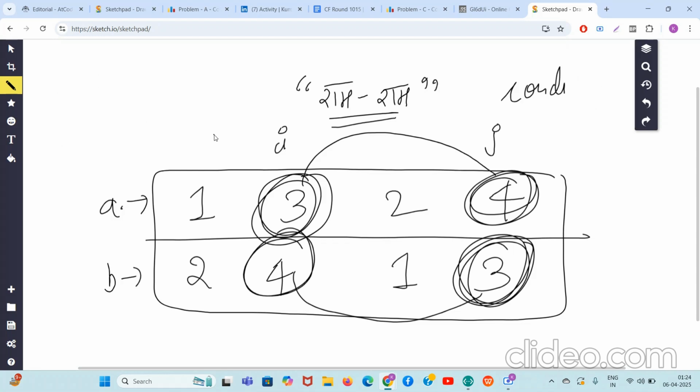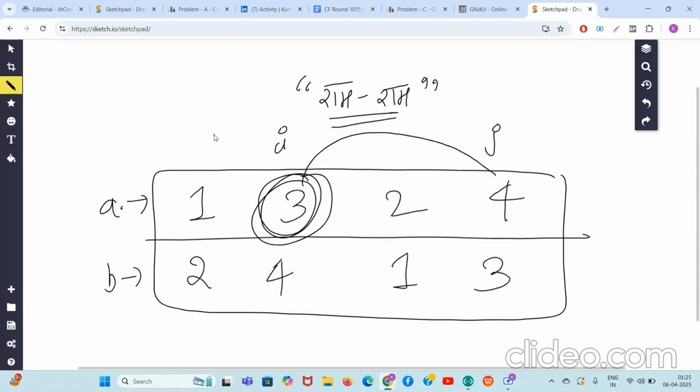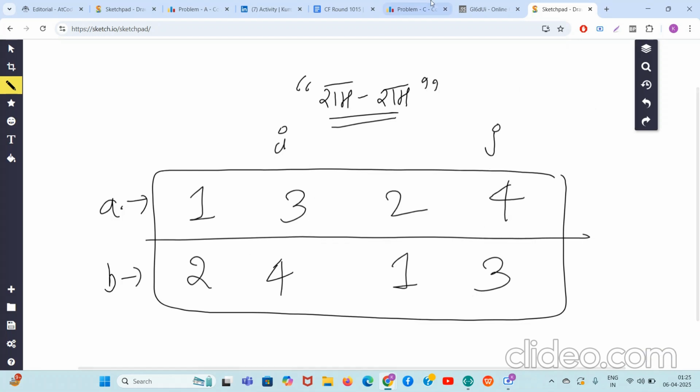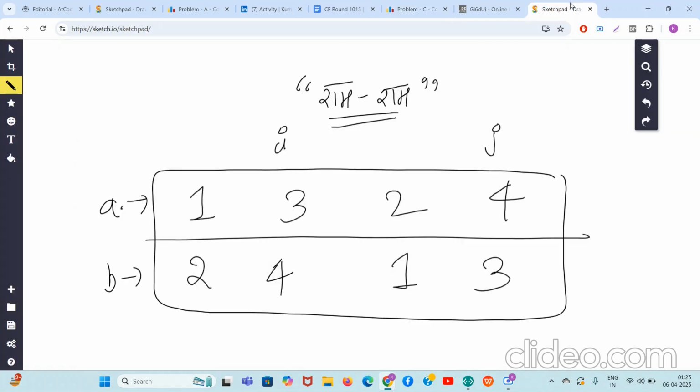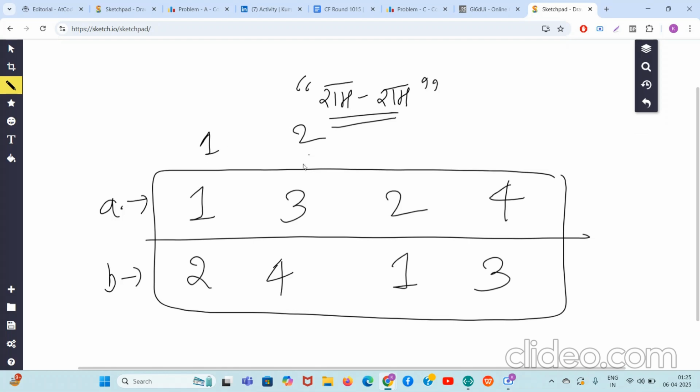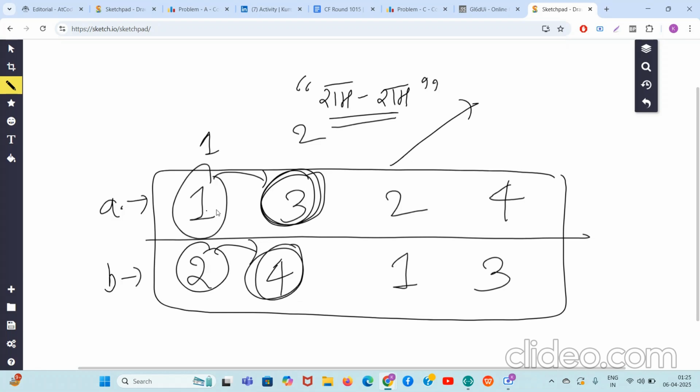But guys, we don't know which swap we should do so that the equal numbers start coming. In the actual question, if we see the solution, they are saying that we have to swap 1 with 2, right? Okay, so let's try that. They are saying let's swap index number 1 with index number 2. It means this number will go here and this number will go here. Then 1 3 will become 3 1, and 2 4 will become 4 2. So we get 3 1 2 4 and 4 2 1 3.